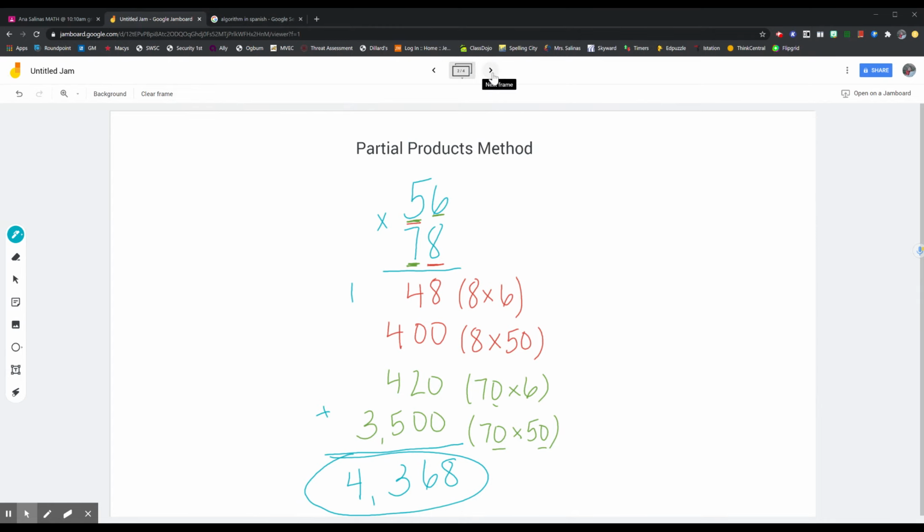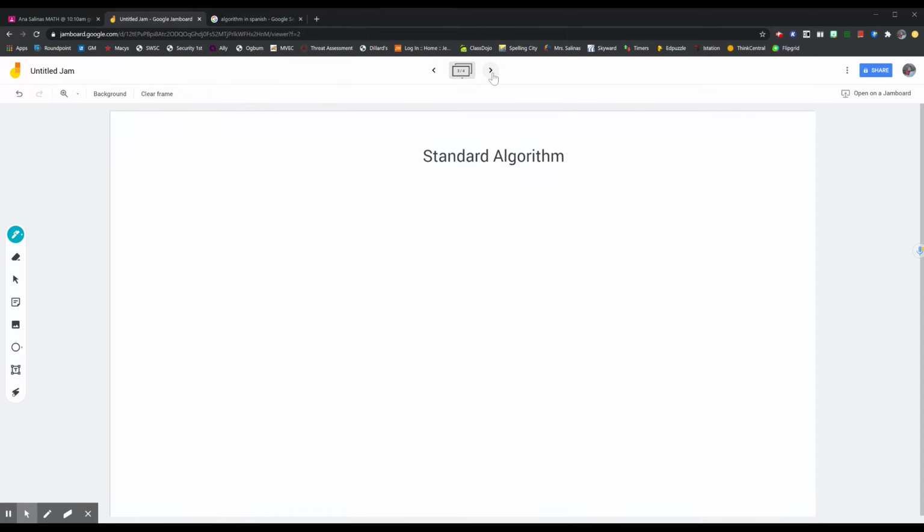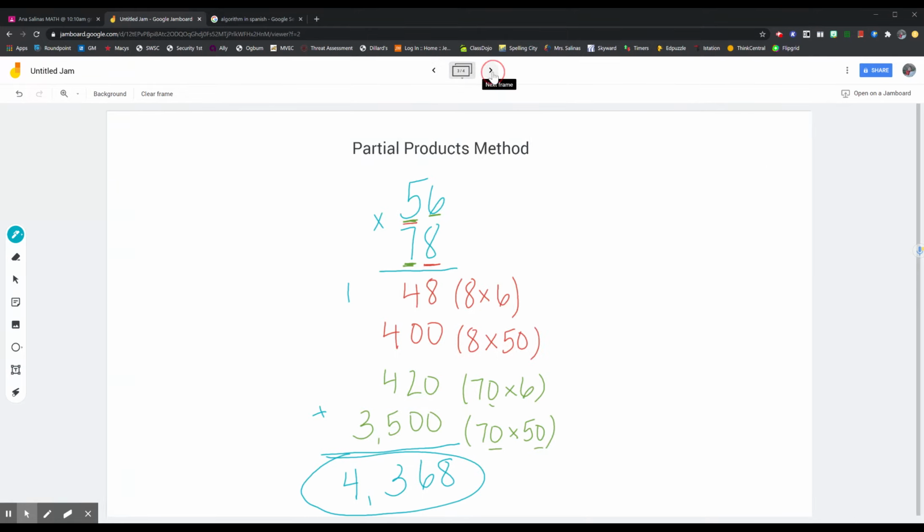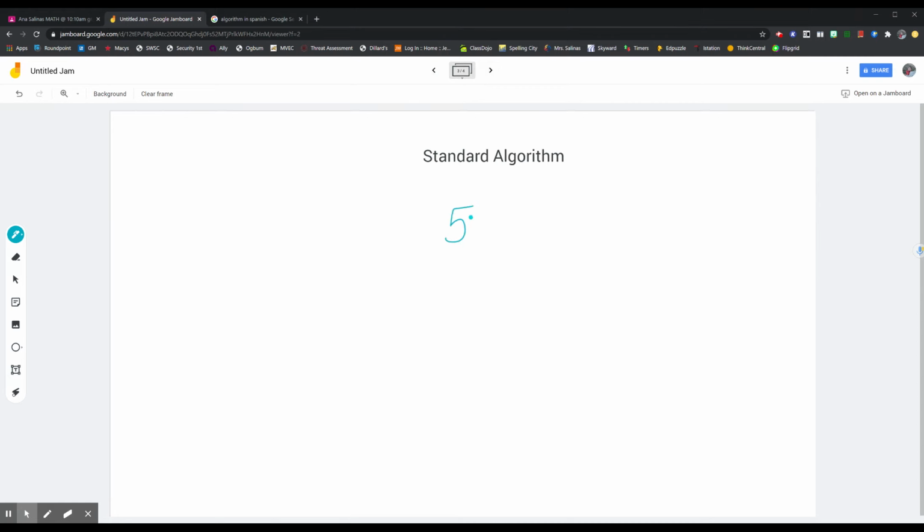The next way we're going to review is the standard algorithm, and we're going to use the same numbers, 56 times 78. In the standard algorithm, I multiply the number on the bottom in the ones place times the number on the top in the ones place. 8 times 6 is 48, so I drop my 8, and I regroup my 4. 8 times 5 is 40, but I'm going to add this 4 over here, so that's 44.